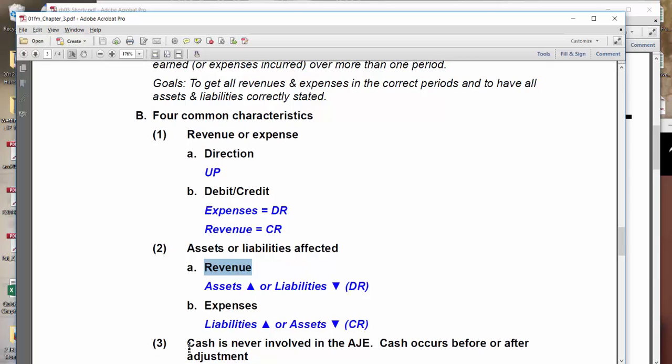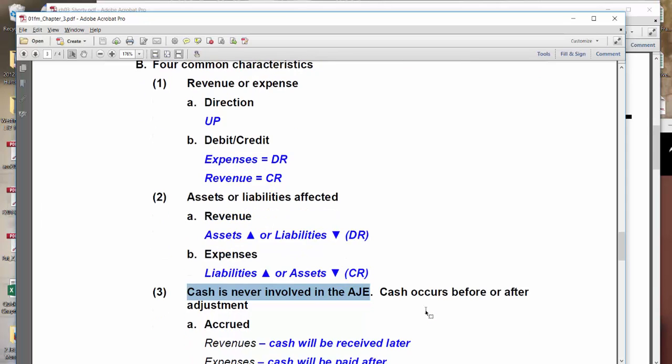We'll never ever have cash involved in the adjusting journal entry. If we did, we would have recorded it automatically anyway. So that's not going to happen. Cash must have occurred before or after our adjustment period.